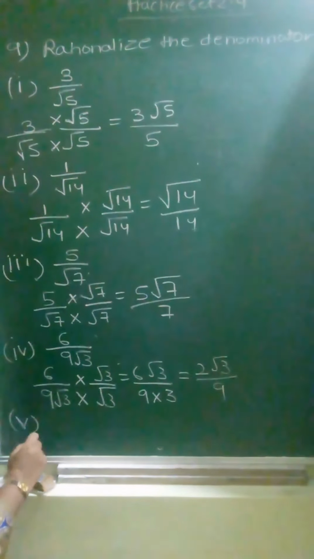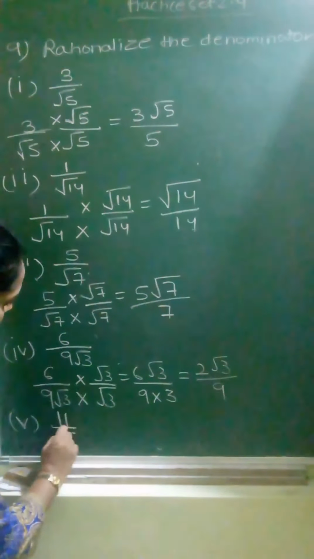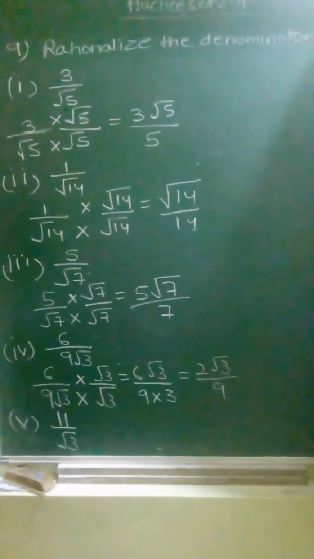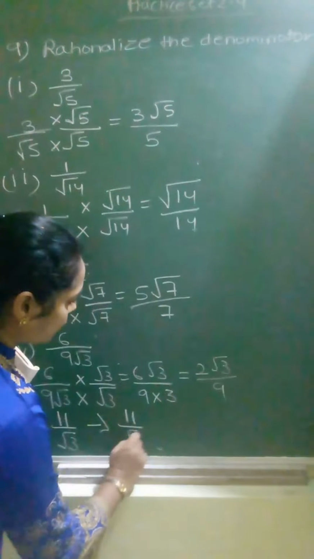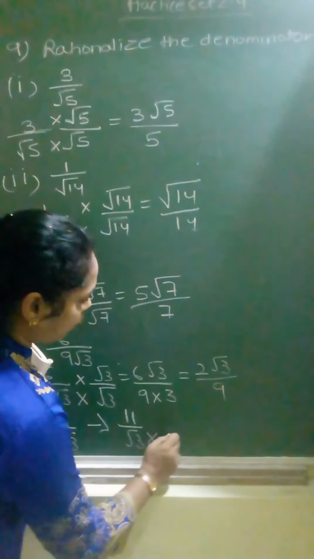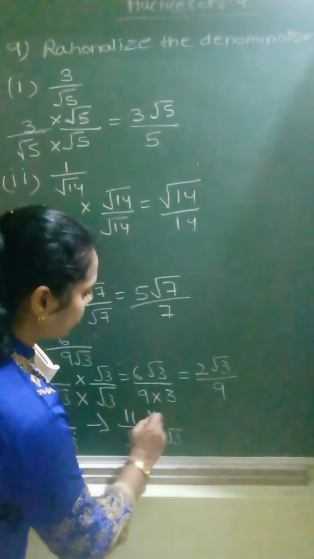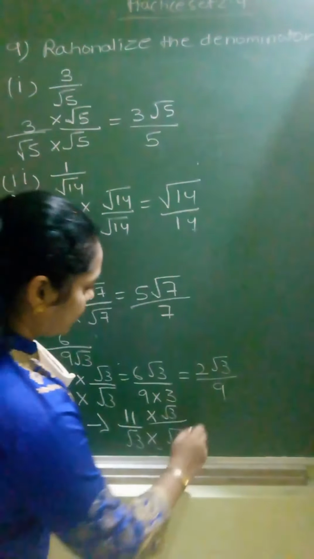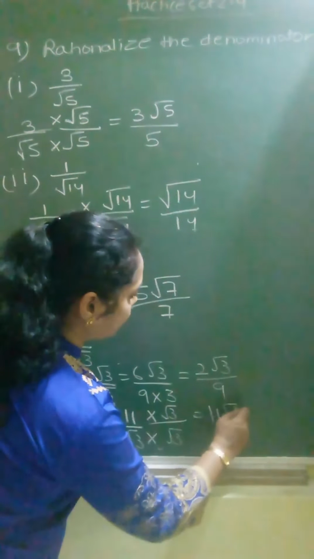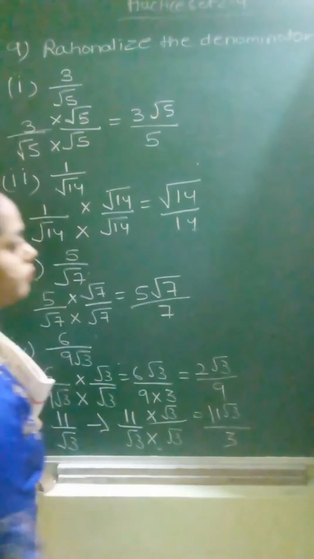Similarly, the fifth question, you can see, is 11 upon square root of 3. So how can we rationalize this? The denominator has to be multiplied by square root of 3. Similarly, the numerator also will be multiplied by square root of 3. So we will be getting 11 square root of 3 upon 3.